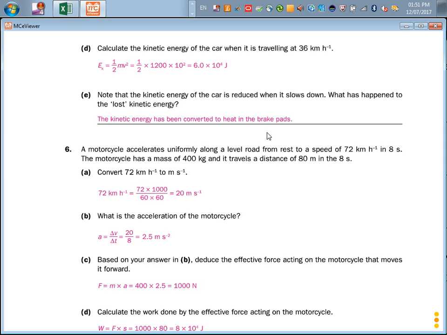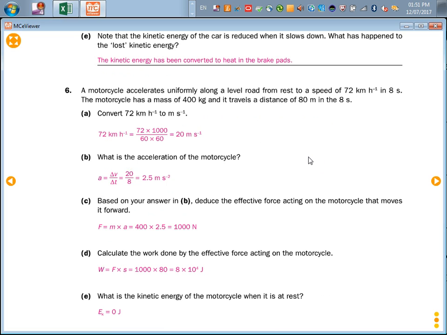So you need to memorize this. Okay, so energy was lost. Where was it lost to? It was converted to heat or thermal energy in the brake pads. That is when you step on the brake, you want the friction to be there to slow the car down. Okay?